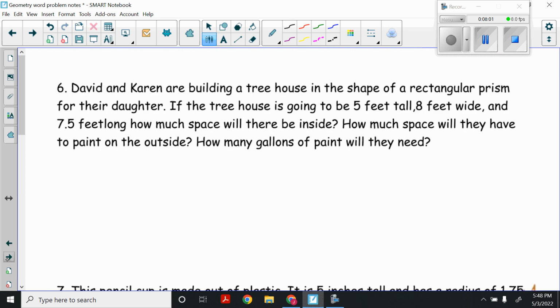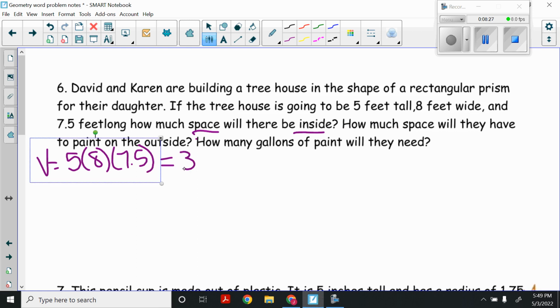All right, next page. David and Karen are building a treehouse in the shape of a rectangular prism for their daughter. If the treehouse is going to be 5 feet tall, 8 feet wide, and 7.5 feet long, how much space will there be inside? Space inside, that's volume. So first, let's find the volume of this. So 5 times 8 times 7.5. So there's going to be 300 cubic feet inside.